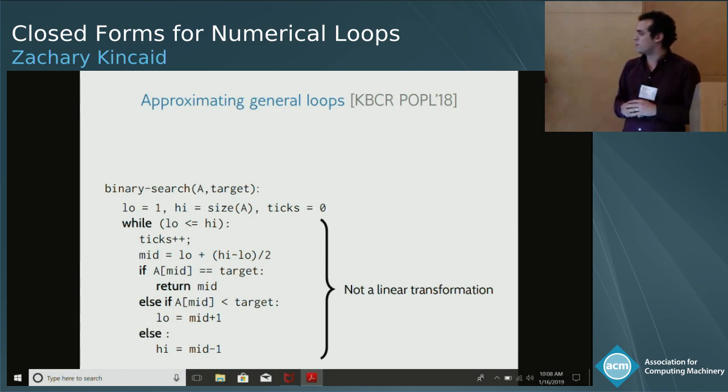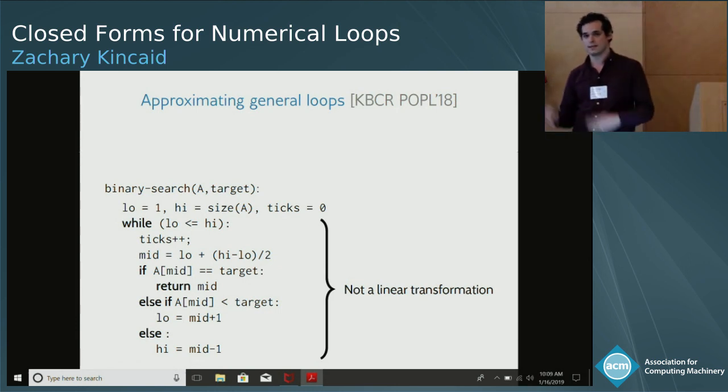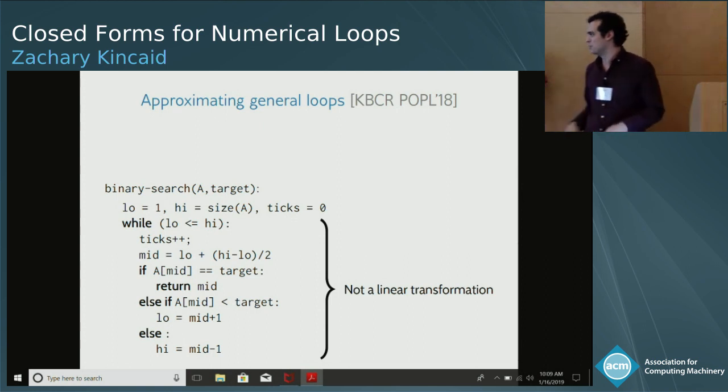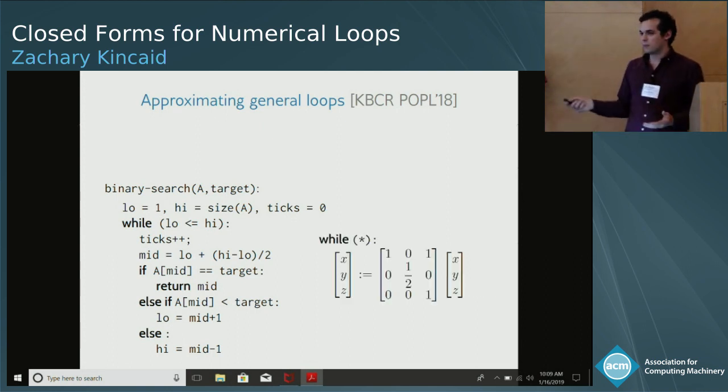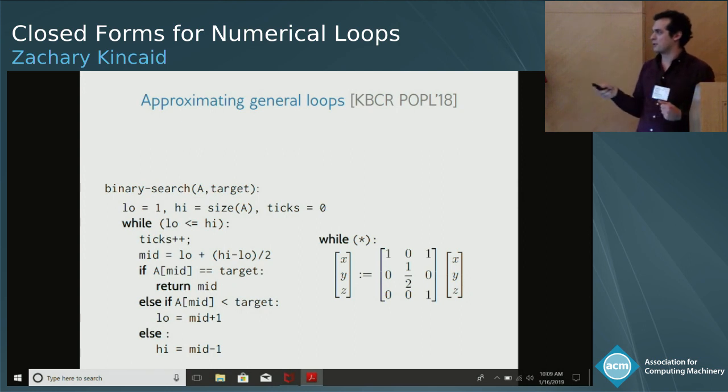And to give you a feeling for what this looks like, let's consider, as an example, binary search. Right, so binary search has memory, it has conditionals. The body is not a linear transformation. But this linear transformation does capture some interesting features about its dynamics.